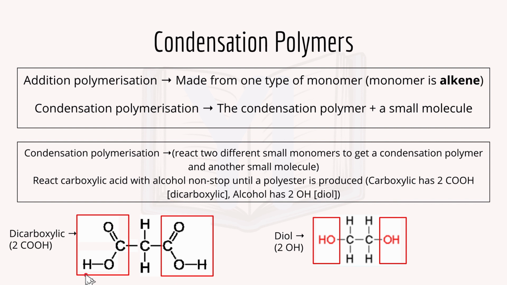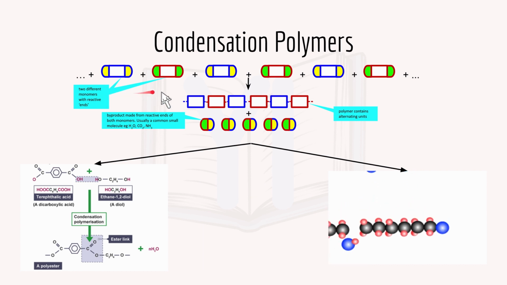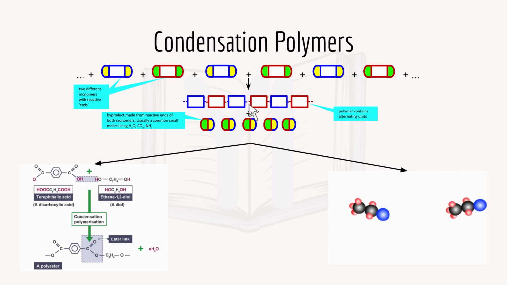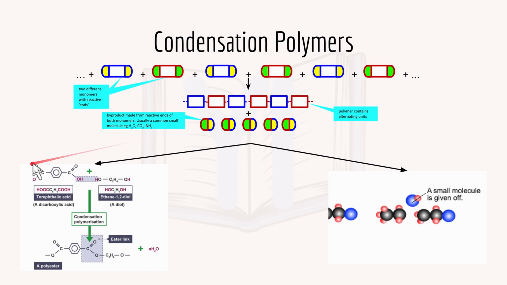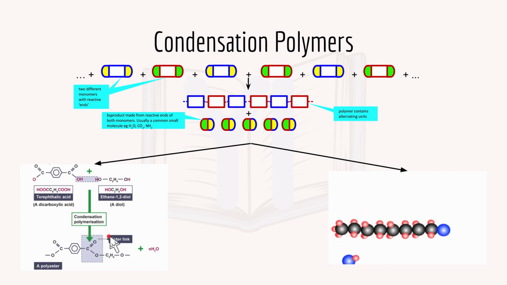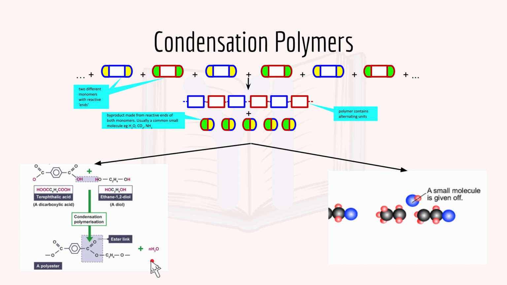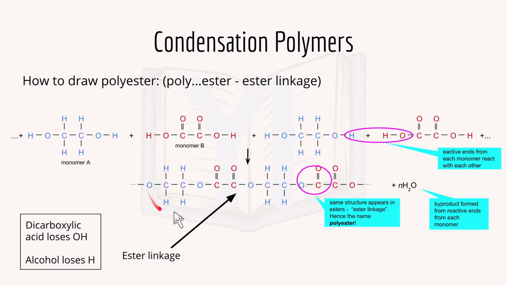And this dicarboxylic acid and diol will react continuously, as in two different monomers which react with reactive ends. We call the diol or dicarboxylic acid's groups reactive ends. And you can see this polymer containing alternating units, like esters, just keep repeating like this. Plus a dicarboxylic acid and a diol to form condensation polymerization. And this process will produce water, H2O. And then this whole chain is called a polyester.